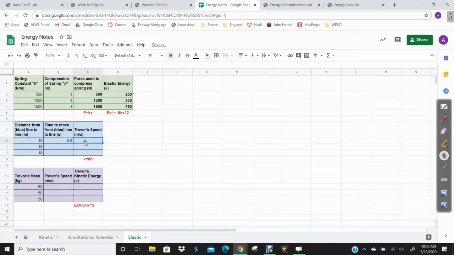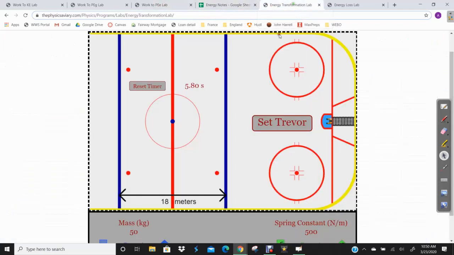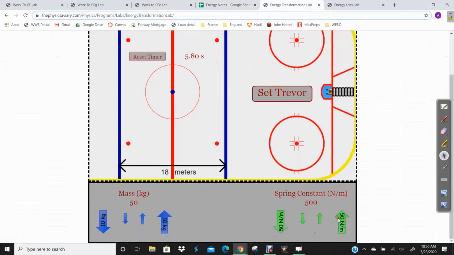And then to calculate Trevor's speed, remember, speed is distance divided by time. We know the distance, we know the time. We can do distance divided by time, hit enter, and that gives us his speed, okay? Let's go ahead and reset Trevor at 1,000 Newton per meter spring constant.